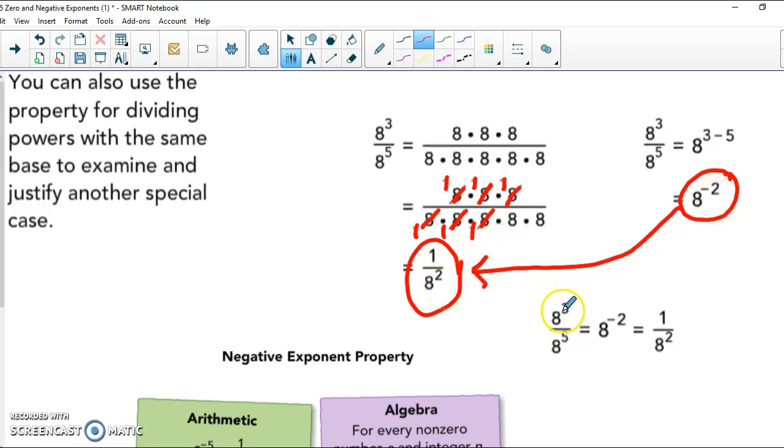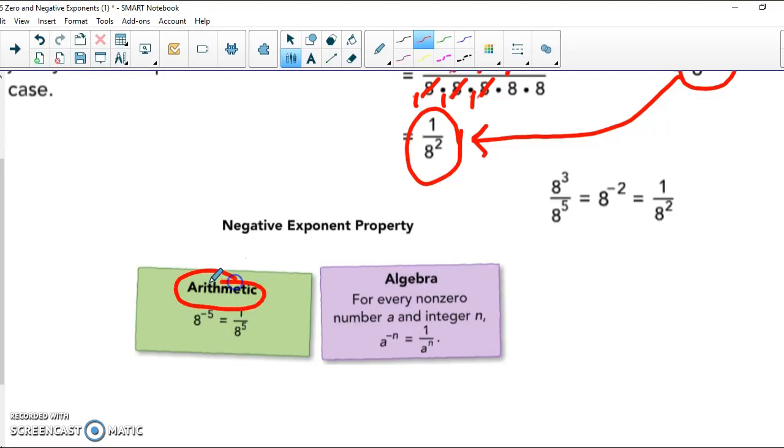So I could say that 8 cubed divided by 8 to the 5th equals 8 to the -2 power, which simplifies to 1 over 8 squared. So in arithmetic, or with numbers, as we've just seen, 8 to the -5th power would simplify to 1 over 8 to the 5th power. In algebra, or when I'm using variables, as long as my base is not 0 and n is an integer, then a to the -n power equals 1 over a to the n power. So it's always just moving our base and the exponent across the fraction bar.